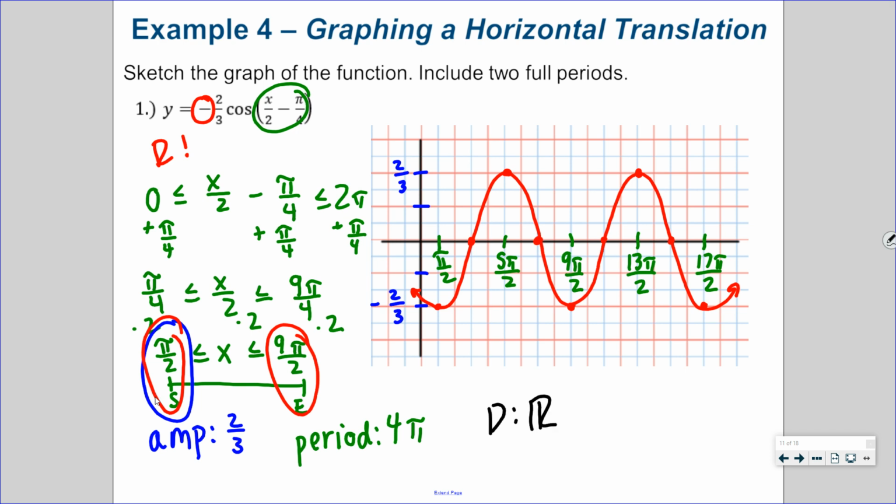I know the domain is all reals. And the range is negative 2/3. The reason why I'm having you do domain and range is because it does change when we do a phase, or not a phase shift, a midline shift. I just want you to be a little conscious of it. Okay. We'll do one more phase shift like this. These ones I think are the hardest, the phase shifts.